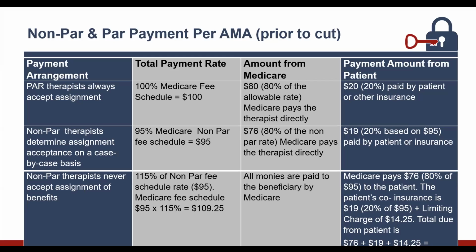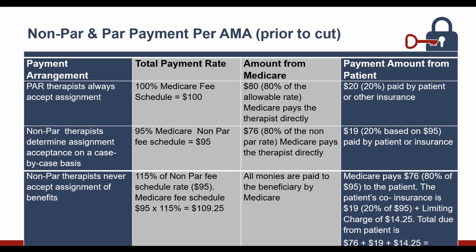Non-par therapists that accept assignment are going to be dropped to that 95% non-par fee schedule, so it's $95. The amount that Medicare would pay is 80% of that $95, and the patient would pay 20% of the $95. So you can see that there is a reduction of payment when you accept assignment and you are non-par. If you choose to go non-par, you never accept assignment of benefits. There's somewhere in between if you do some.